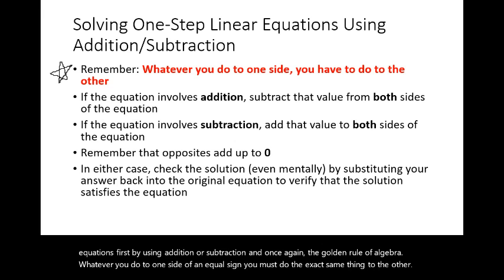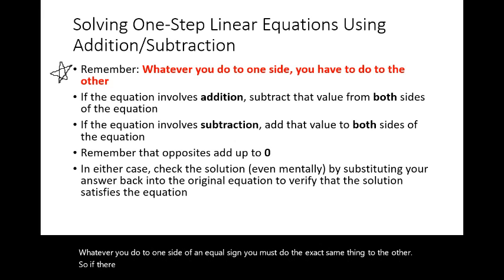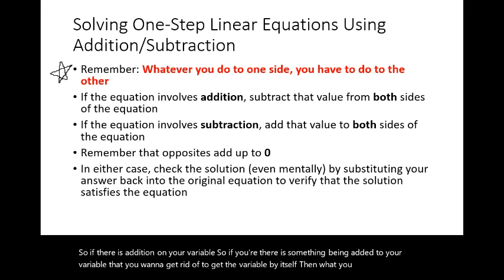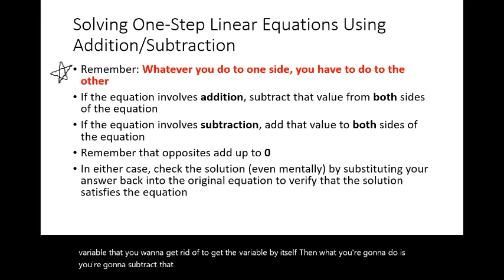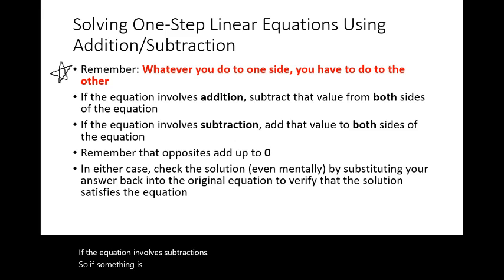So if there is something being added to your variable that you want to get rid of to get the variable by itself, then you're going to subtract that value from both sides of the equation. If something is being subtracted from your variable, then you're going to add that value to both sides of the equation.